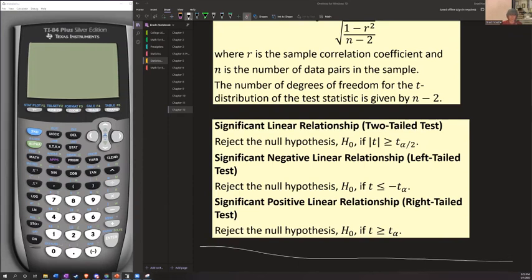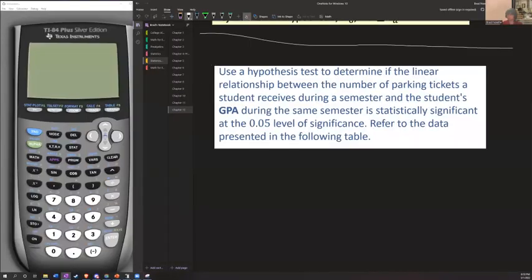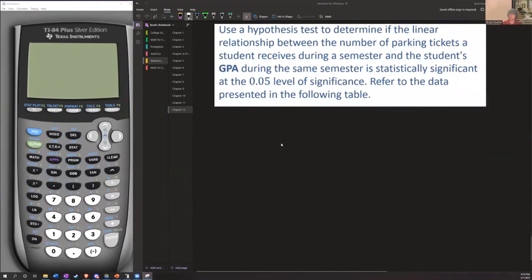All right. So let's go ahead and take a look at some examples here. Use a hypothesis test to determine if the linear relationship between the number of parking tickets a student receives during a semester and the student's GPA during the same semester is statistically significant at the 0.05 level of significance. Refer to the data presented in the following table.